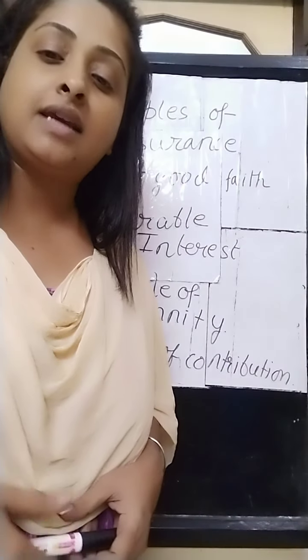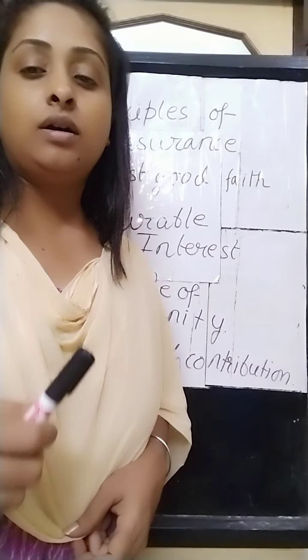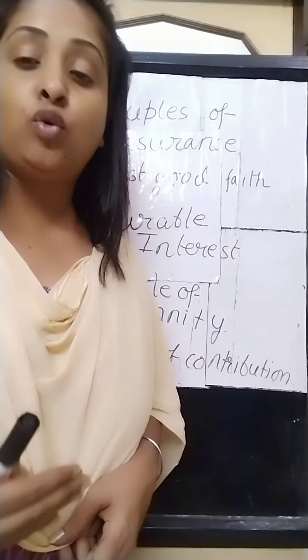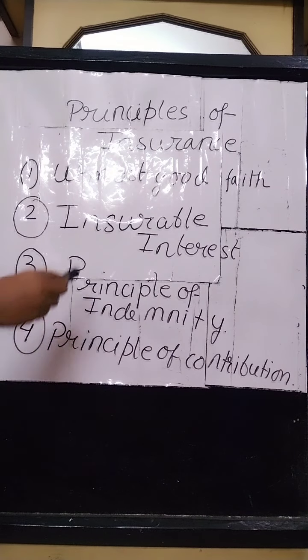Or he must have taken the life insurance policy of somebody with whom he is directly related. So this is the matter of insurable interest, without which law will not permit the insurance. Now the next point is the principle of indemnity.